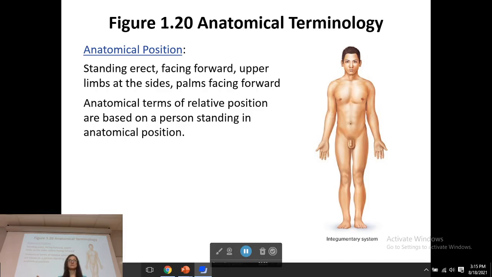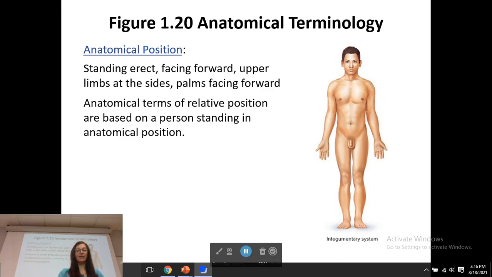Forward, on the ground, slightly apart, right? So this is anatomical position. And the significance of it is that anytime we're describing an organ or a body part, we're describing it as if it is in anatomical position, okay?